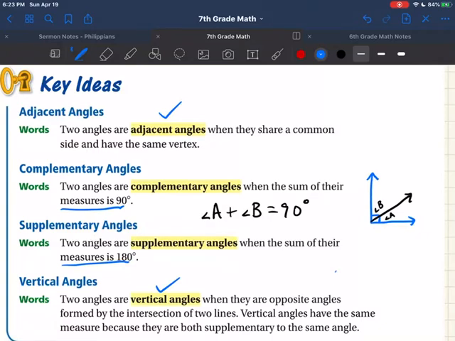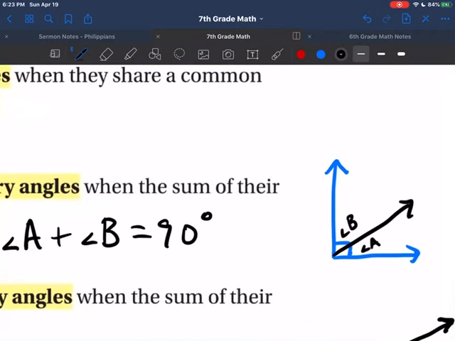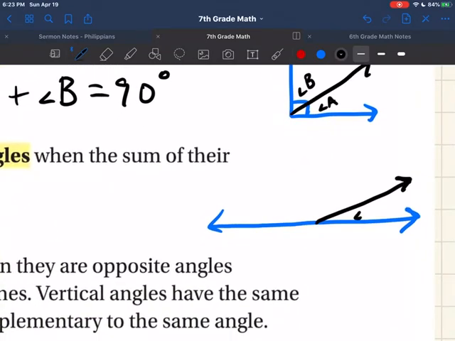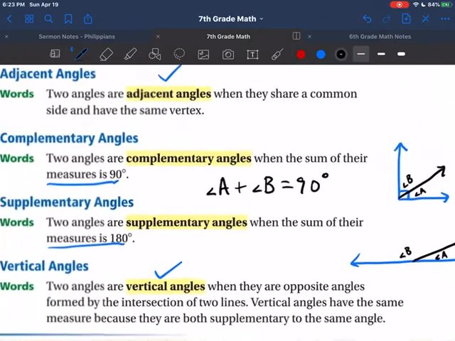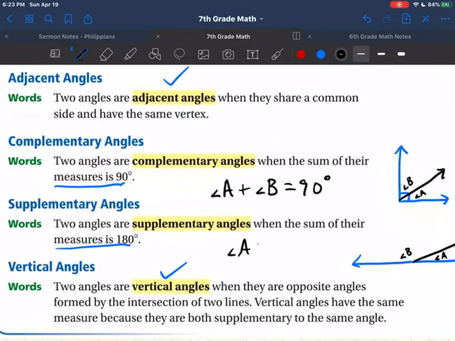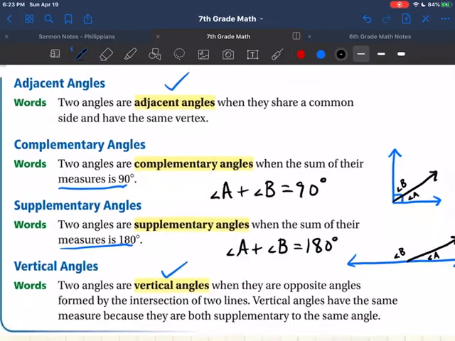Now, supplementary. On supplementary, we have a whole 180 degree line. So that's my 180. It's a straight line, a straight angle. And then let's just say I have an angle coming off here. I made that almost too narrow. Then that means that the sum of angle A plus the sum of angle B equals 180 degrees.